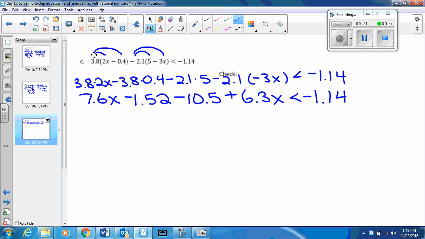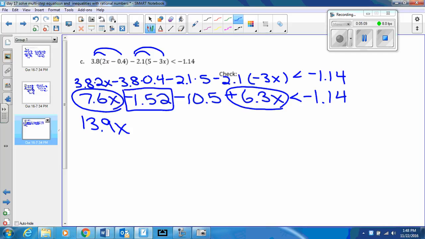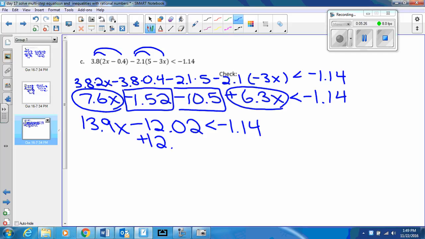Now after I multiply, I combine like terms. 7 6/10 x plus 6 3/10 x. Again, I can use my calculator to add the coefficients there. I get 13 and 9 tenths x. Now I would combine negative 1 and 52/100 minus 10 and 5 tenths. That gives me minus 12 and 2/100 is less than negative 1 and 14/100. Now I do my inverses. Add 12 and 2/100.